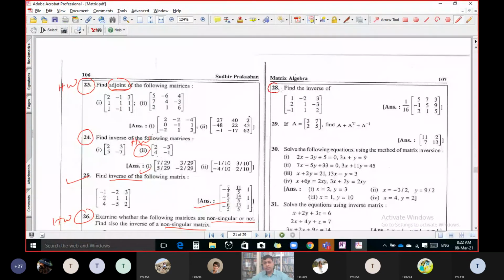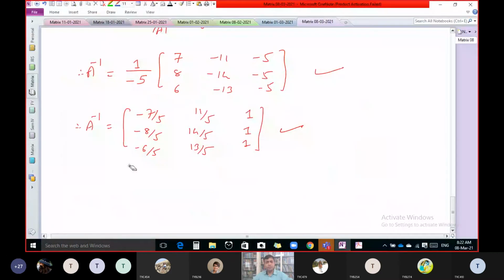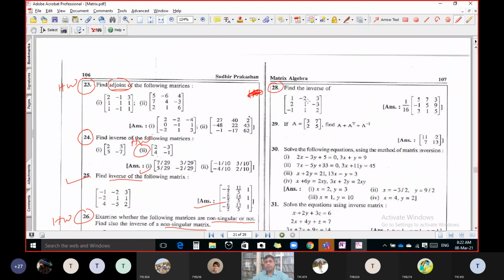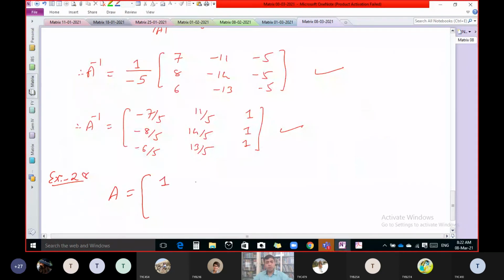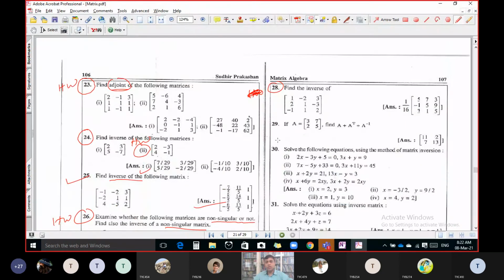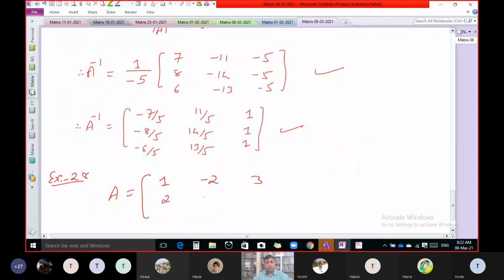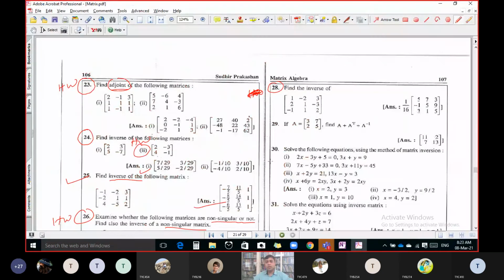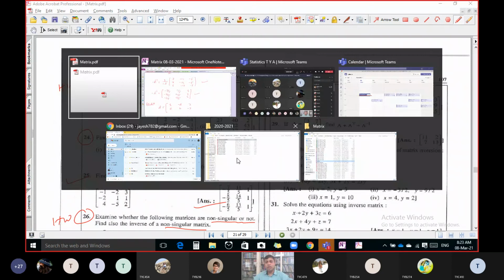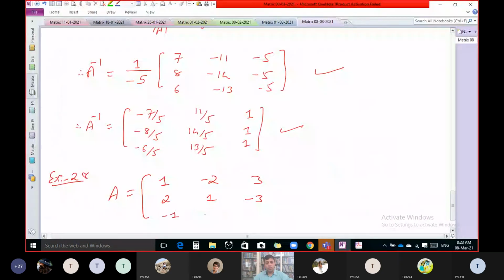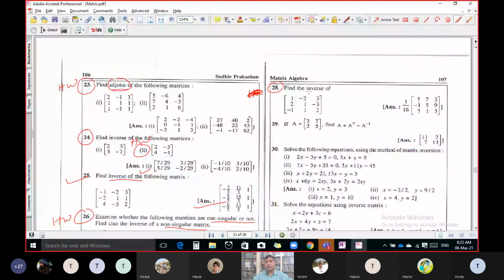Let us practice for 3 by 3. So let us do this question, question number 28. Matrix A: 1 minus 2 3 in the first row, second row 2 1 minus 3, third row minus 1 1 and 2. And the question is to find out the inverse of the matrix.